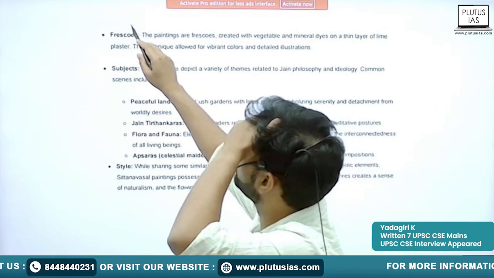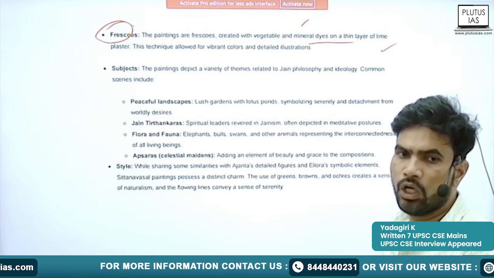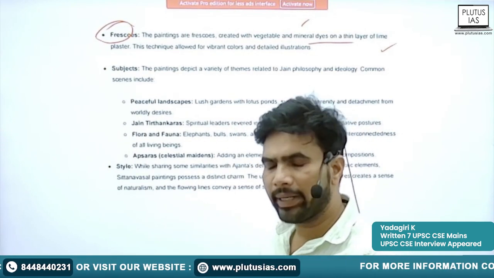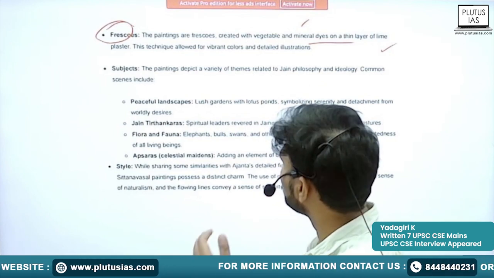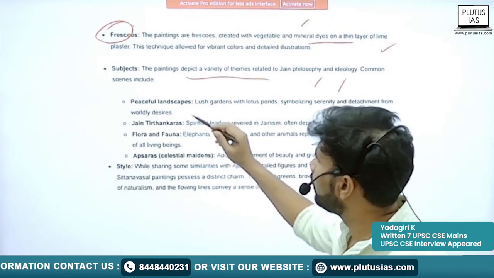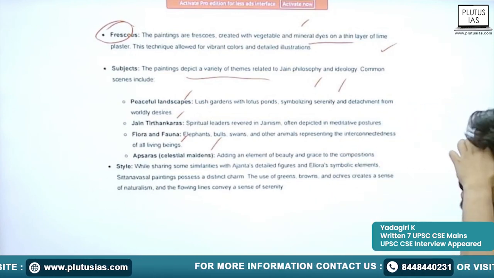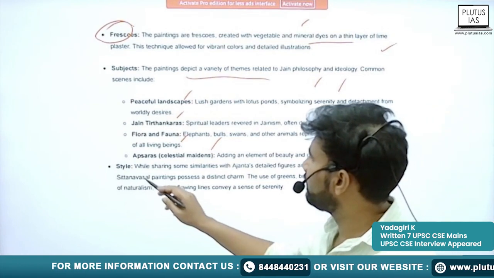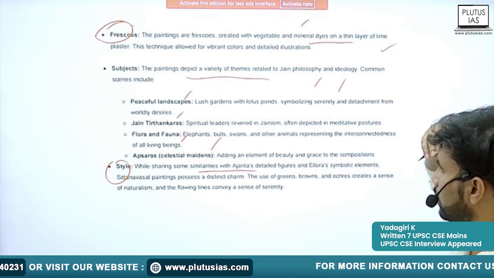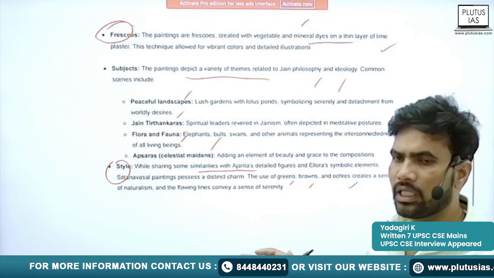Next are frescoes. Here frescoes are created with vegetable and mineral dyes on a thin layer of lime plaster, calcium carbonate oxide. So a wet lime platform is created, and the paintings have been made with natural colors, right? Subjects: the paintings depict a variety of themes related to Jain philosophy and ideology. Common scenes include peaceful landscapes, Jain Tirthankaras, flora and fauna, and Apsaras, celestial maidens. These are all the themes. As for style, there are some similarities with Ajanta and Ellora caves, but there are some distinctions also. The use of greens, browns and orchids creates a sense of naturalism in the Sitanavasal caves.